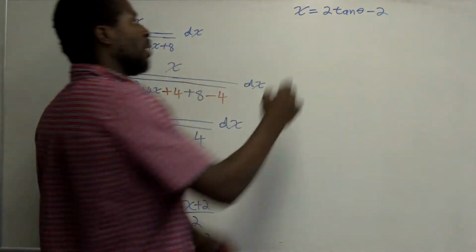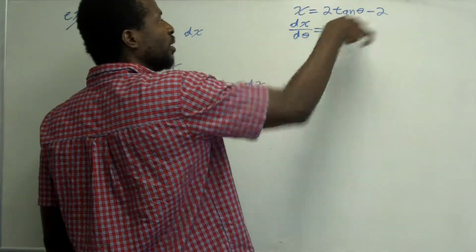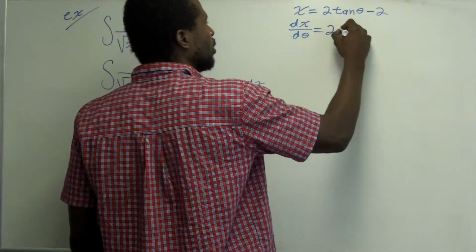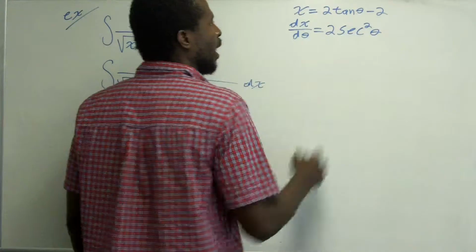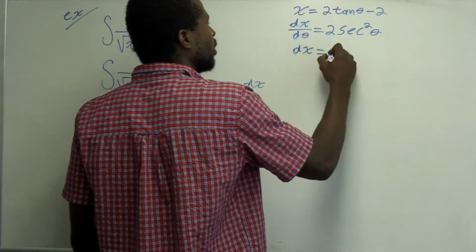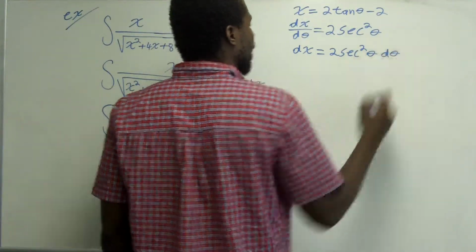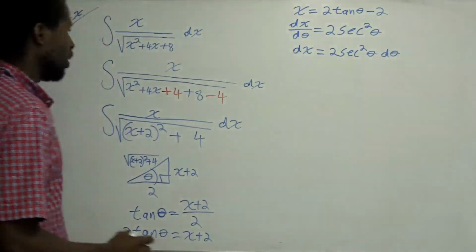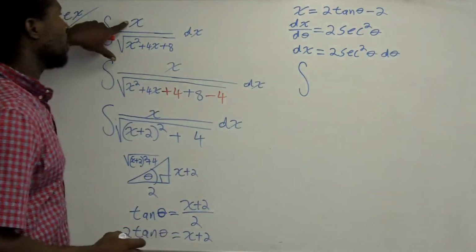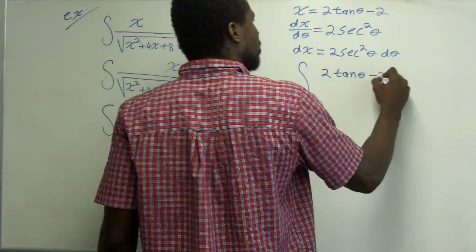Since I know x, I'm going to find dx by taking the derivative of x with respect to theta. dx d theta, well, the derivative of the tangent is the secant squared, and the derivative of negative 2 is 0, so I get that dx is equal to 2 secant squared of theta d theta. And there I have everything I need for my substitution. So I'm going to go ahead and substitute. In the integral, x we said was 2 times the tangent of theta minus 2.